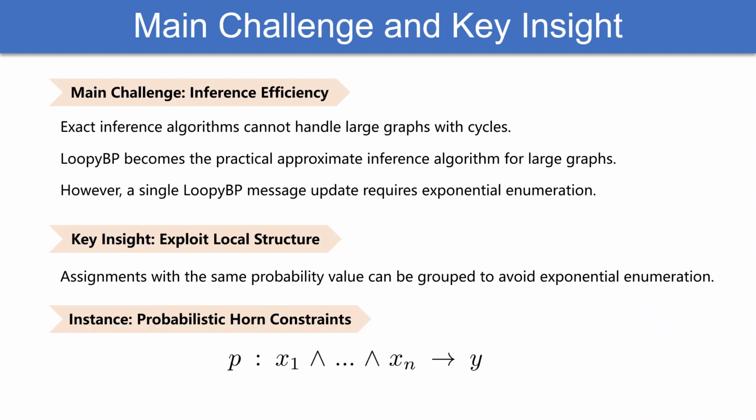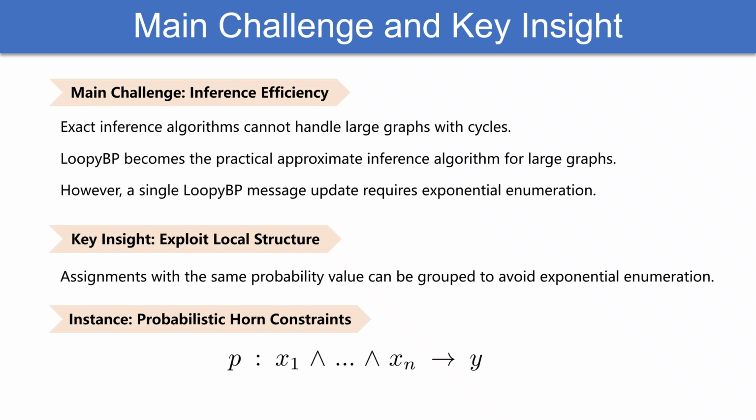One of the major problems in these works is the efficiency of the inference algorithm. Exact algorithms typically cannot handle large graphs with cycles. Therefore, loopy belief propagation becomes the practical approximate inference algorithm. However, a single loopy BP message update requires enumerating all possible assignments to the variables in a factor, which can also affect the efficiency. To solve this problem, our key insight is to exploit local structures in loopy BP.